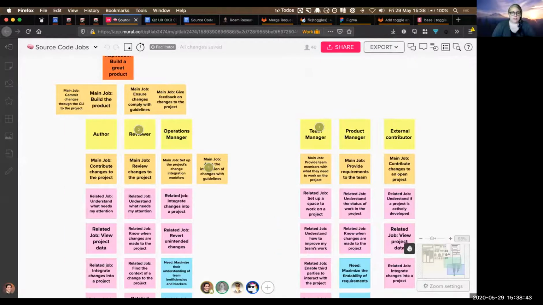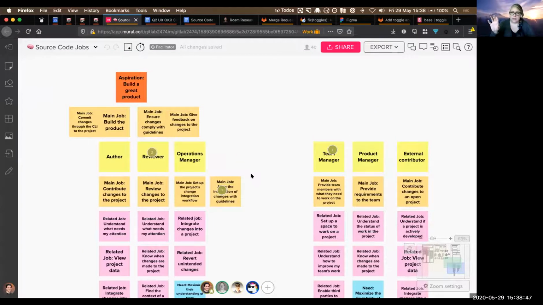I love how you have an aspiration there, because it really does help to ground all of the other stickies here. And your main jobs look great. I mean, they're at a high level. They should be for the main job. Review changes to the project.